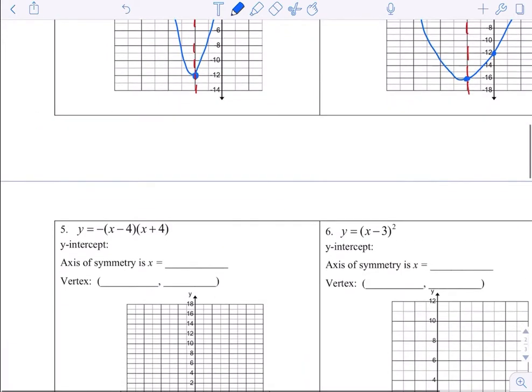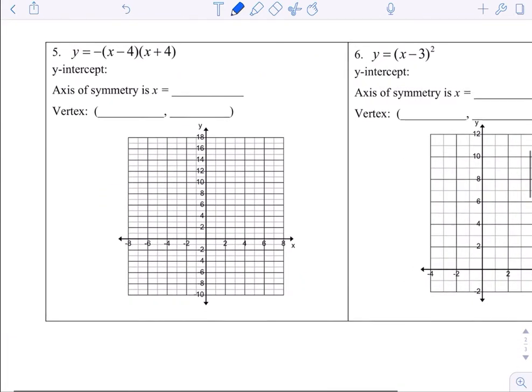Alright, here's number 5. Y-intercept, set x equal to 0. So y is equal to negative 0 minus 4, 0 plus 4, which is negative of negative 4 times 4, which is 16. So 0 comma 16 is our y-intercept, which is right there.